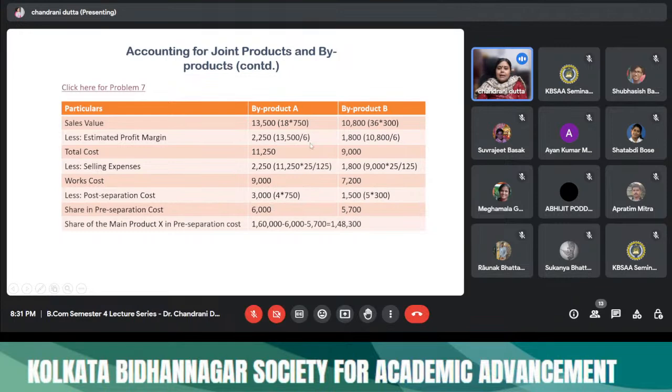So once I deduct that, you see, I'm reaching in the reverse way to the share of joint cost of byproduct A and byproduct B, 6,000 and 5,700 respectively. Okay, so once you know that, the total joint cost being 1,60,000, what is the share of the joint cost of the main product X? So 1,60,000 minus 6,000 minus 5,700 gives you 1,48,300 rupees.